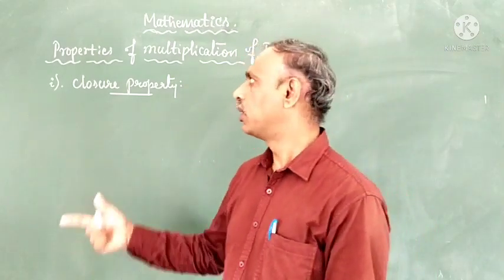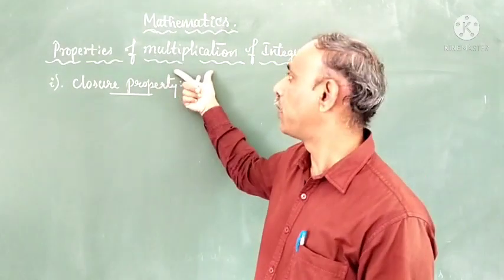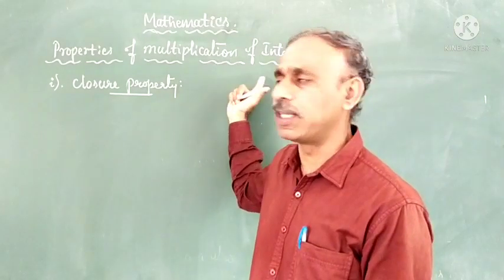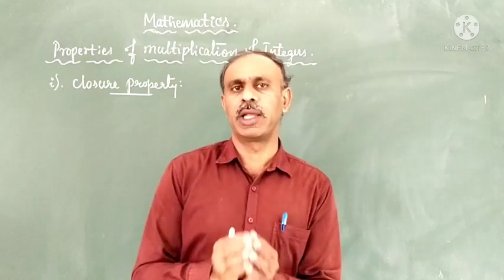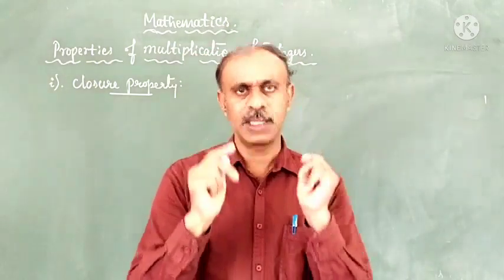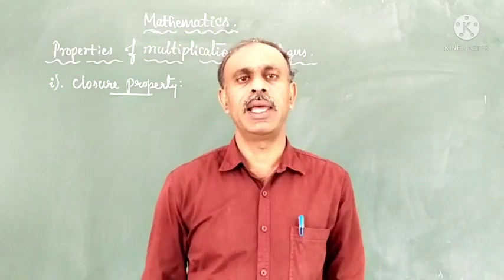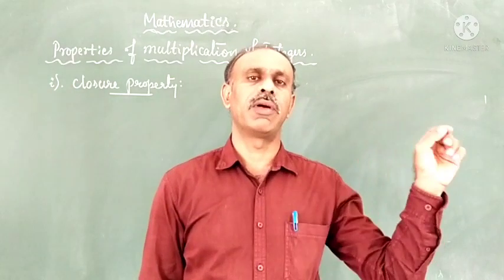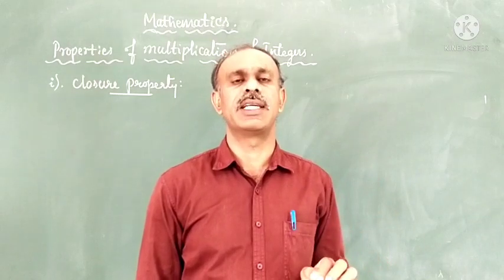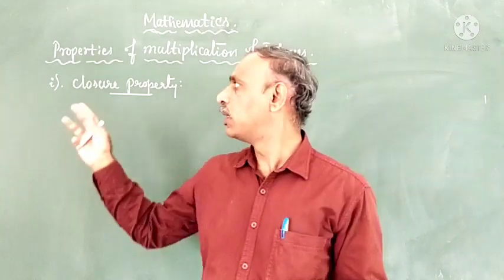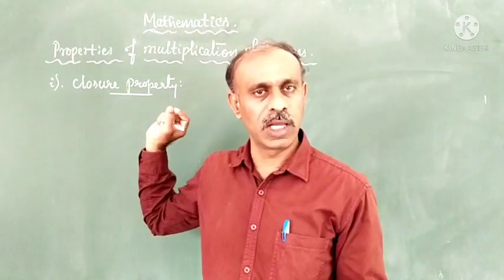Okay, fine. So next we pass on to properties of multiplication of integers. So closure property, already you know that. We have to take two numbers, then we have to multiply. So what the product we are going to get, that number is also present in the set of integers. Then we can say that it is closed.